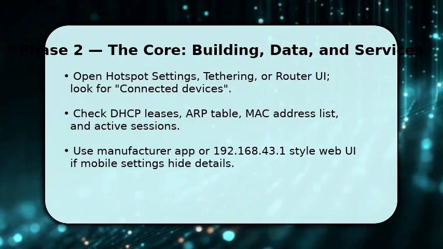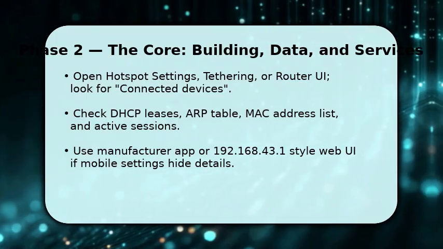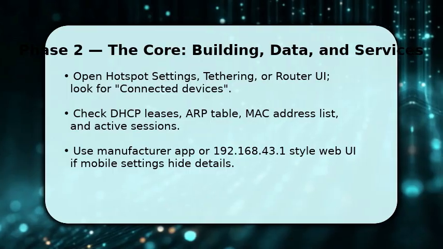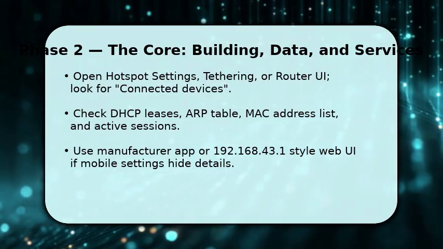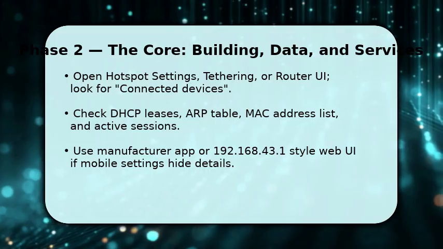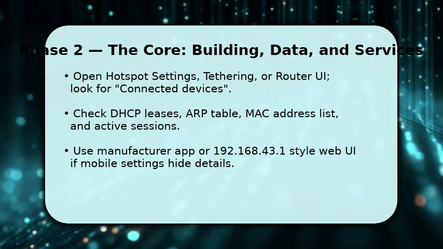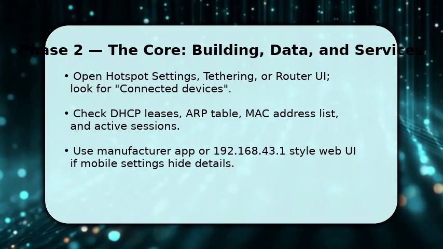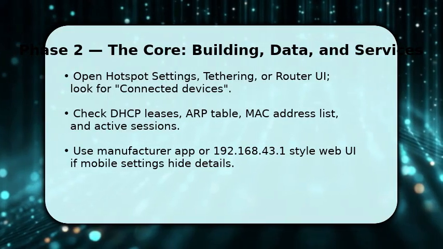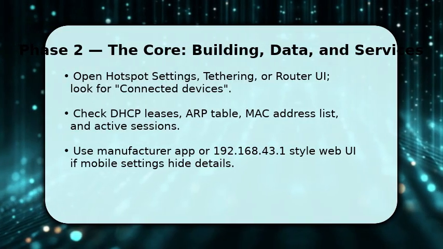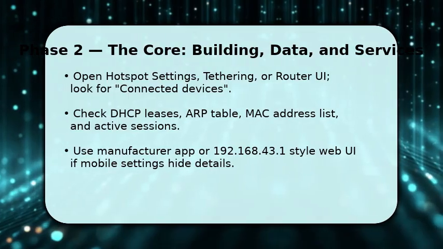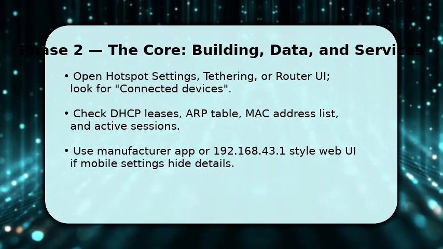Once there, read the table: device name, IP, MAC address, lease time. These fields explain who's on the network. If names are generic, cross-reference MAC prefixes to identify vendors, or view the ARP table and DHCP leases for timestamps. If a mobile UI obfuscates details, open the router's web UI at the local IP.